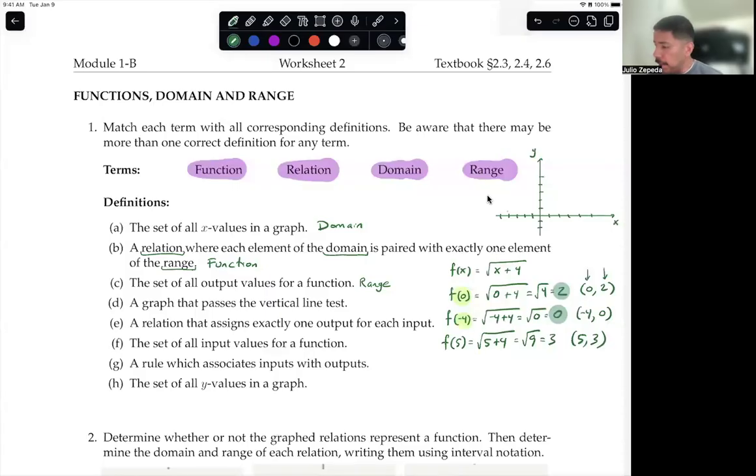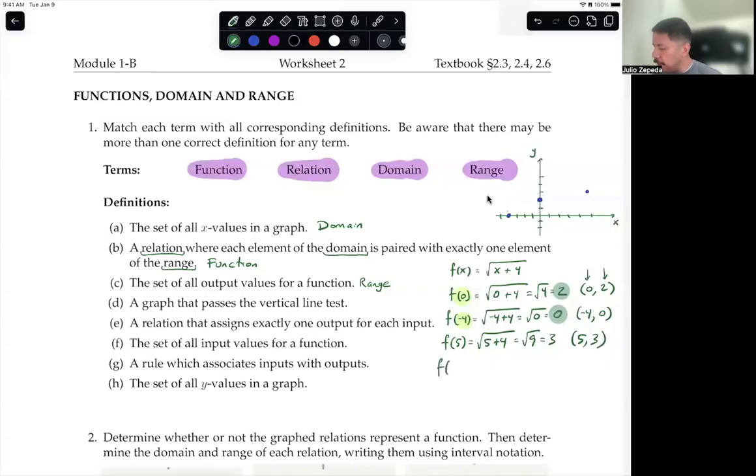And so we can plot the point, I'll graph it in blue, 0, 2, that's there. Negative 4, 0 is there. And 5, 1, 2, 3, 4, 5, comma 3. Okay, and we can plug in more values. Let's actually try to plug in one more.